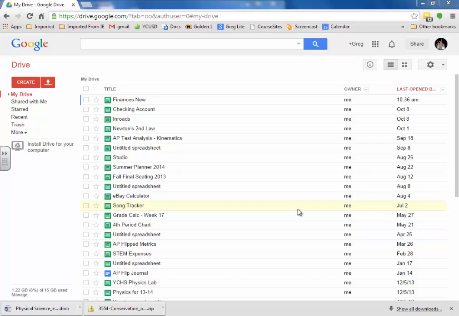We're going to take a look and see how we can use a spreadsheet to make our data tables for our lab and to graph the data that we've collected. And once you guys learn how to do this, you're going to love me, because I have taught you one of the greatest things you'll ever know, which is spreadsheets.